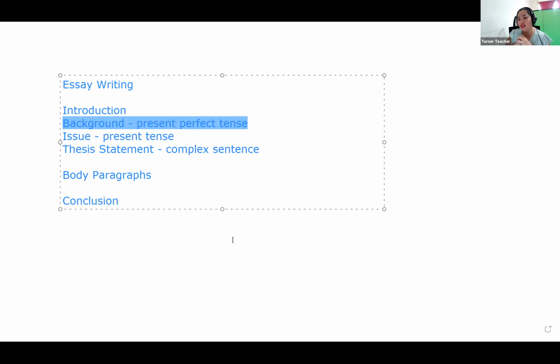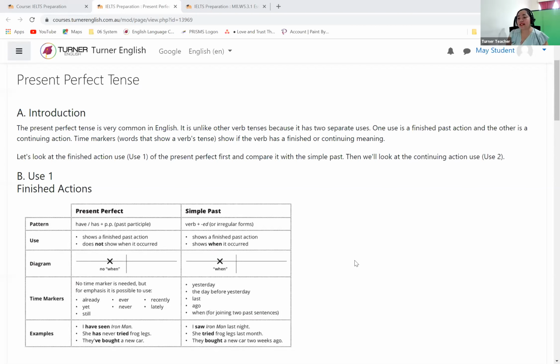And then after that, we're going to have a practice, and I will give you some essay questions, and I will want you to write me background. So basically, we're going to perfect the writing of the background today. Okay, so with that in mind, let's get started with our present perfect tense. Let's have a look at the present perfect tense.